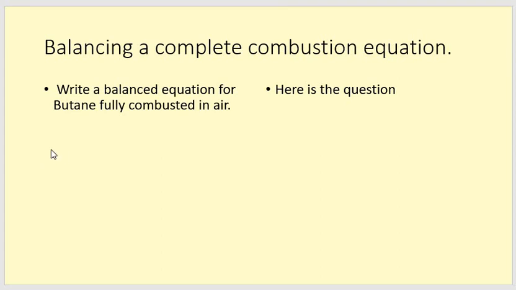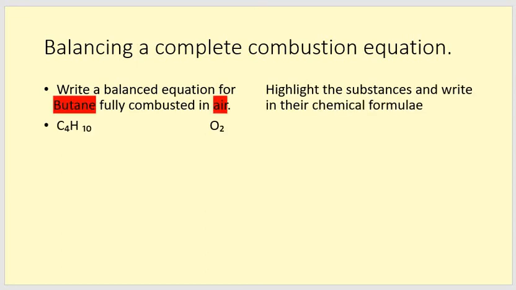and you can send them to me to check for you. So the question is going to say, write a balanced equation for butane fully combusted in air. And that's just telling you that is the question. Next step. First of all, highlight the substances and write in their chemical formulae. Butane, luckily you learnt that last week, we learnt about alkanes, so you've got a table to look it up in. It's C4H10. Combusted in air.